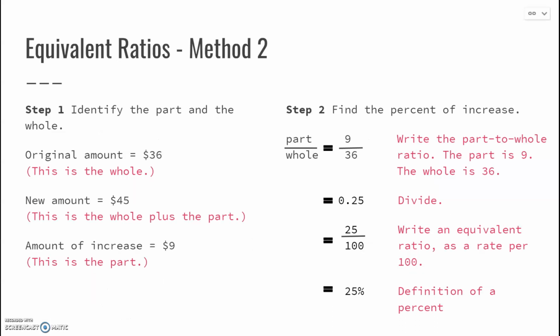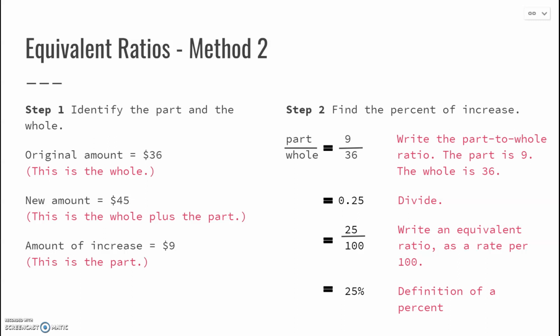Well, let's look at another way to solve that. Identify the part and the whole. Our original amount was $36. That is our whole. That is the entirety of the number we're working with. The new amount, 45, is the whole plus the part. And the increase is that part. If you think about it like fractions, your original amount is your whole. Your increase or your decrease, as we'll learn later, is the part. And the whole plus the part, or the whole minus the part, is going to be your new amount.